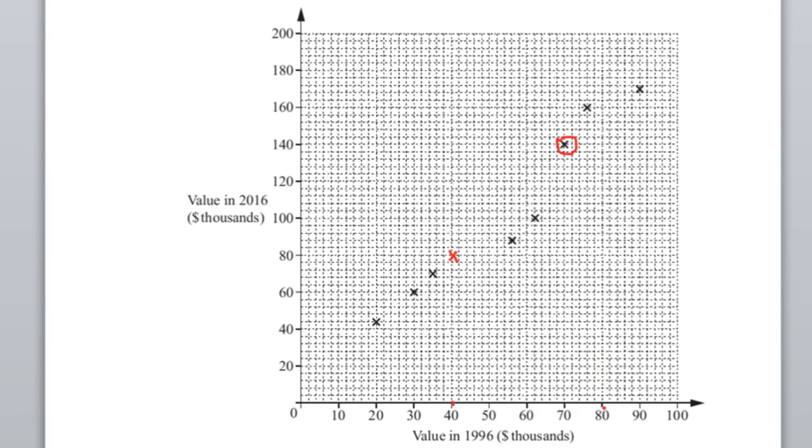Then the second point is 80, 150. So we have 80 here and 150 in between these two, so somewhere over here. So I've plotted 80, 150. So this is the answer for part B.